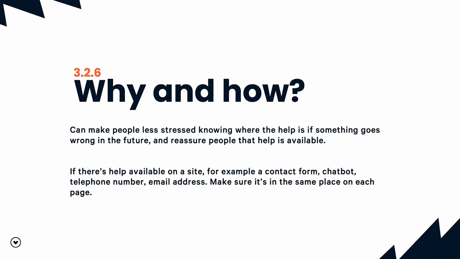The reason being that it can be more stressful for people with cognitive disabilities if they don't know where the help is. If something does go wrong in the future or has gone wrong for them, it can be a real reassurance and provide a better experience for people on a site. I don't know who saw Roger's brilliant presentation on designing for autism. One of the things he mentioned was how people with autism like consistency, making sure that navigation and things are in the same place on each page and not switching around all the time and having to find it again. So this is exactly the same, but for help. If someone does run into problems, they know exactly where to find it on the page, and it's a less stressful experience.